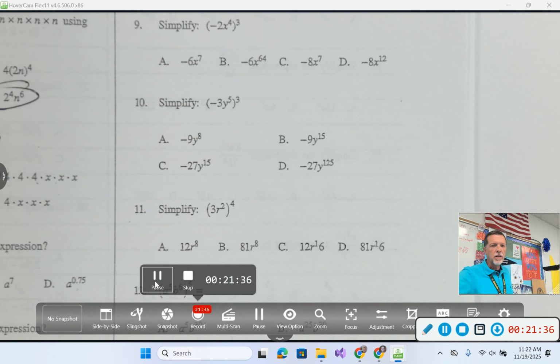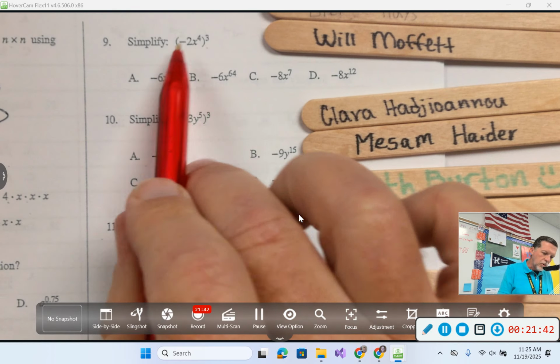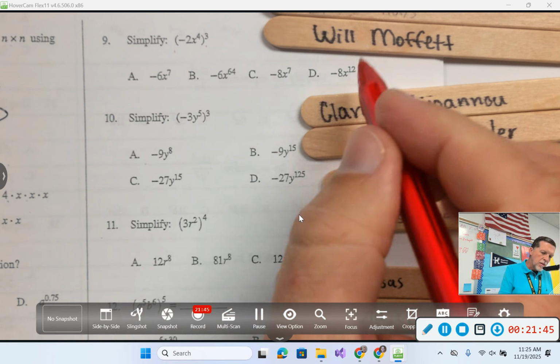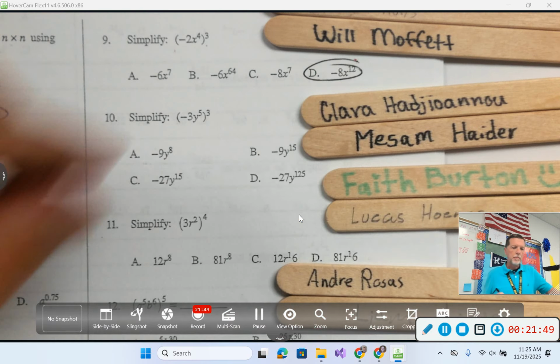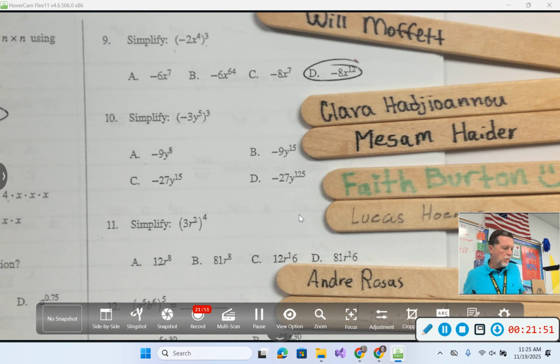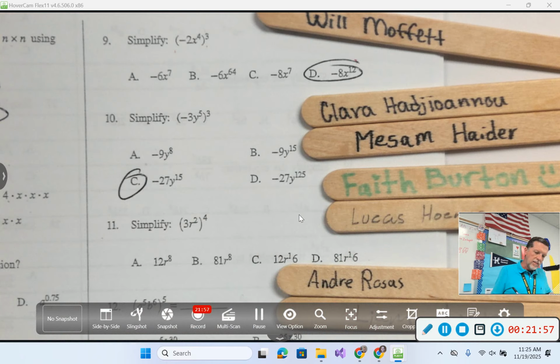Today's worksheet, dude. So Brett, what'd you say number 9 is? D. D, because if I cube -2, I get -8. Power to a power, we multiply. So yes, D. Will, how about number 10? C. -27, y to the 15th. Yes, sir.